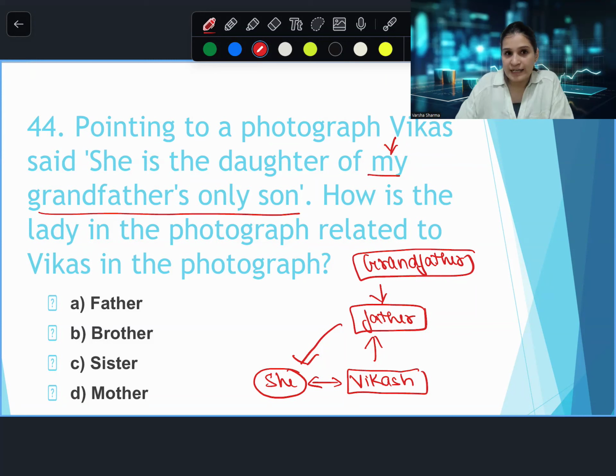Yes, ma'am. And since you're asking about whom, the lady is whom? Sister. If they would have asked about how is Vikash related to the lady, then we would have said brother. Clear? Yes, ma'am.